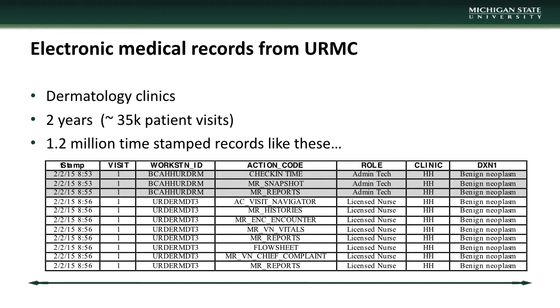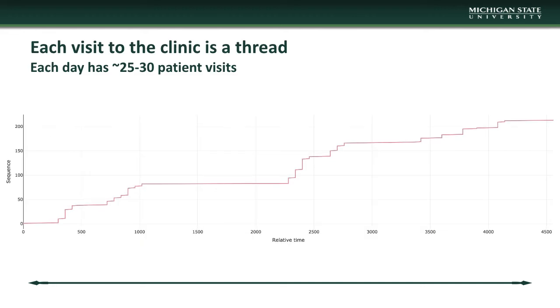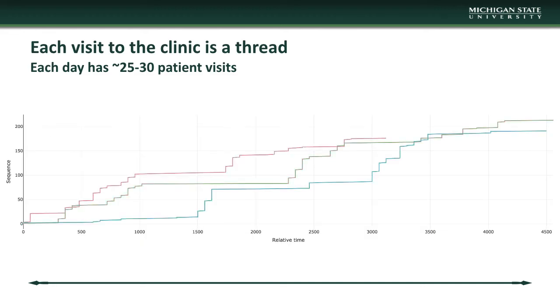The first ones that are shaded there are the patient arrives and is checking in at the front desk with the administrative technician. And then they go to the room and the nurse, licensed nurse, does things like checking the vital signs, enters the chief complaint, and so forth. So this is the type of data that we're using. And I've showed you an image like this before.